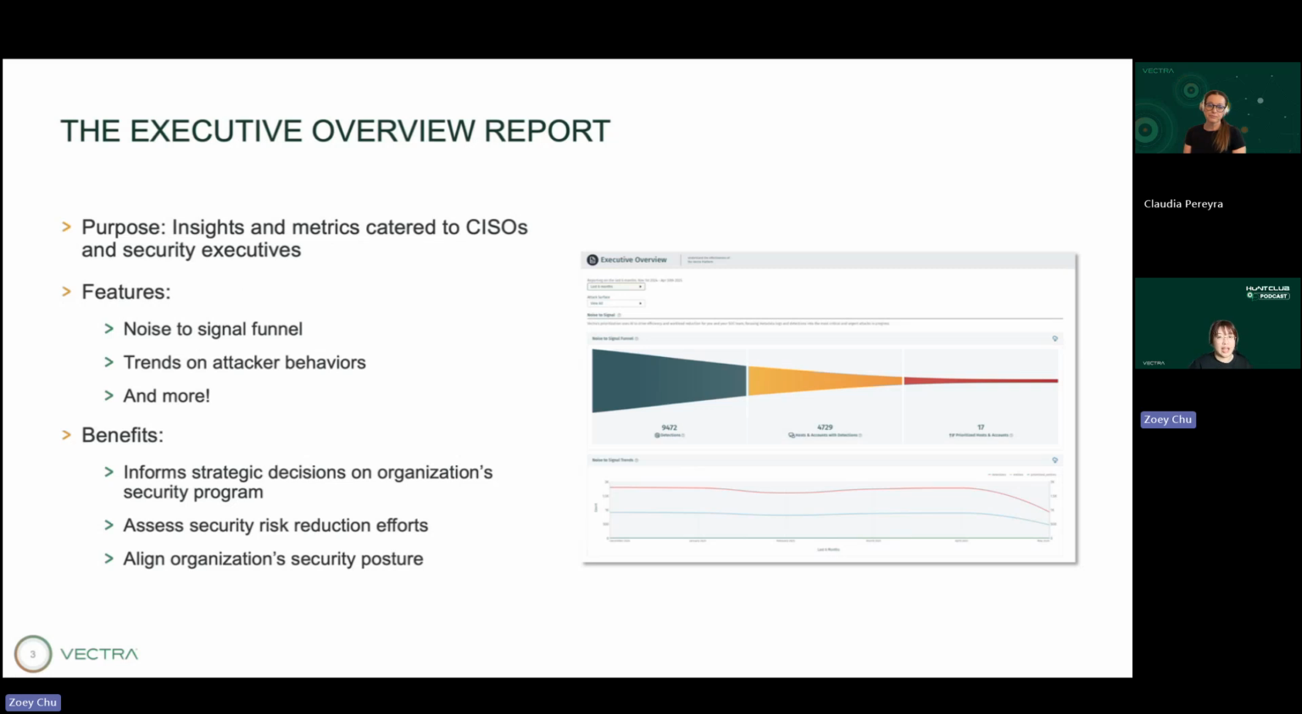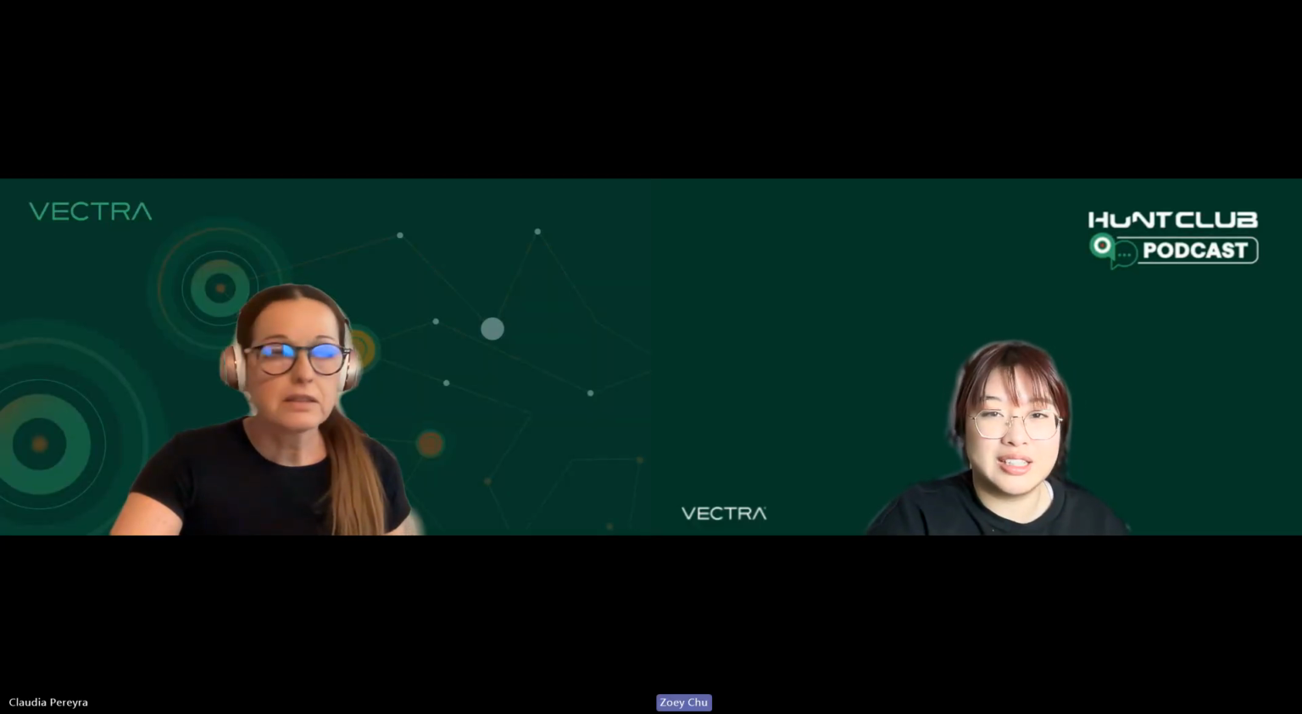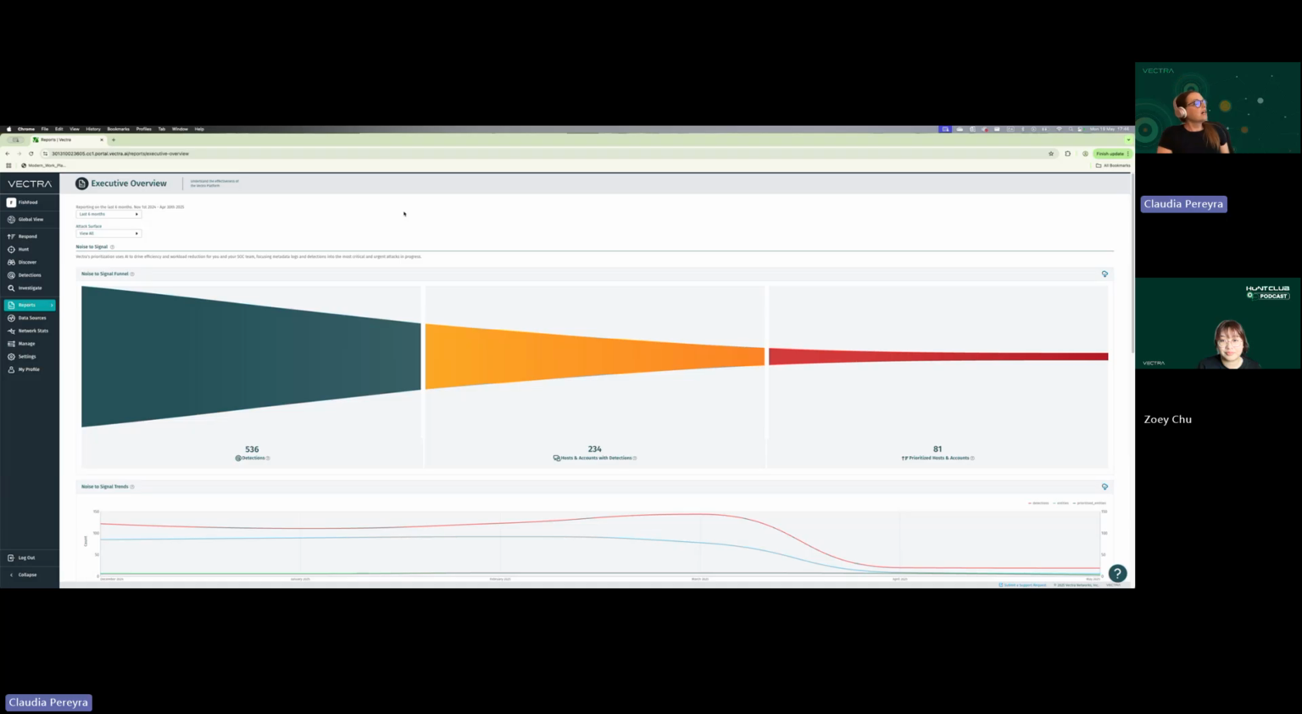And now let's actually take a look at the report itself. I'm gonna stop looking at these slides, and then Claudia, would you mind just jumping right into a demo of the report? All right. So the executive overview report, the idea with it is to help our customers understand the effectiveness of the platform and also to help them tell others, their stakeholders, which could be a CISO, which could be somebody at the board, how the Vectra platform provides value to their organization.